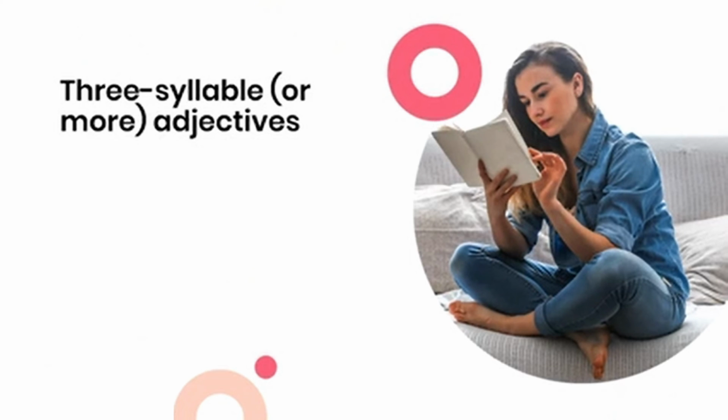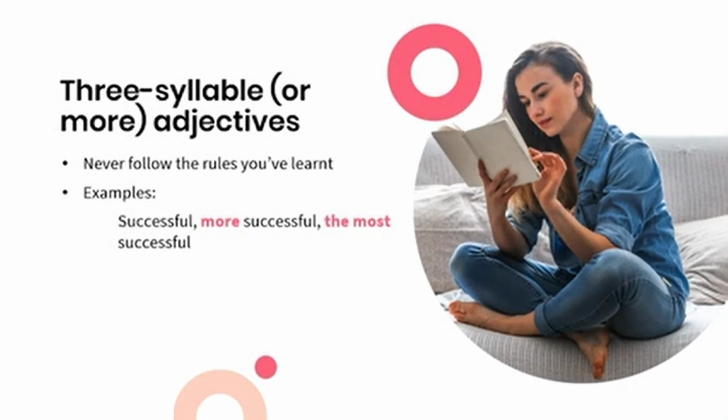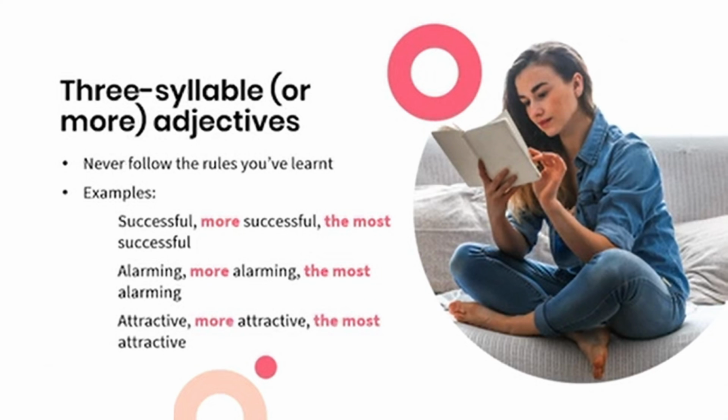Adjectives with 3 or more syllables never follow the rules you've learned. For example, successful, you can hear, has 3 syllables, and it's successful, more successful, the most successful. It's alarming, more alarming, the most alarming. Attractive, more attractive, the most attractive. So this is the rule for all 3 or more syllable adjectives.